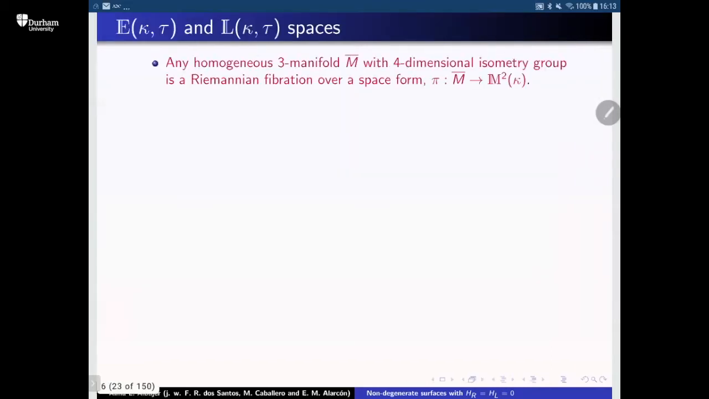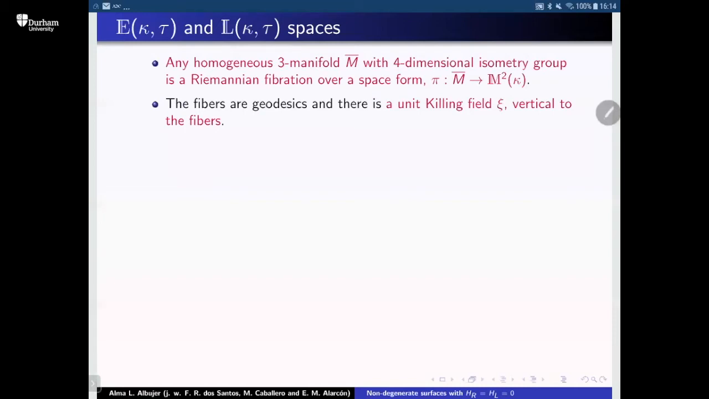So let me start now by introducing the ambient spaces in which we work. Any homogeneous three-manifold with four-dimensional isometry group, it is well known, is a Riemannian fibration over a space form. Furthermore, the fibers of such a fibration are geodesics, and there is a unit Killing field, T, which is vertical to the fibers.